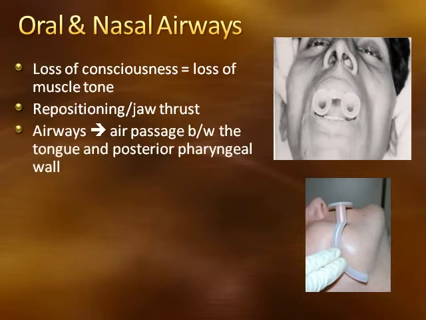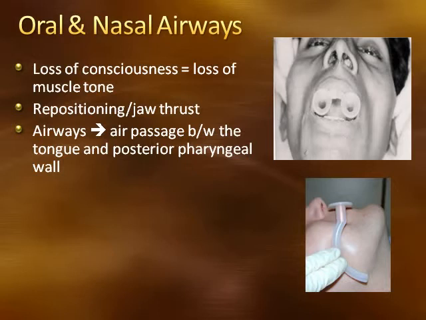To maintain the opening, though, an artificial airway can be inserted through the mouth or nose to create an air passage between the tongue and the posterior pharyngeal wall. The importance of these simple devices cannot be overstated because the tongue is the most frequent cause of airway obstruction, particularly in the unconscious patient.